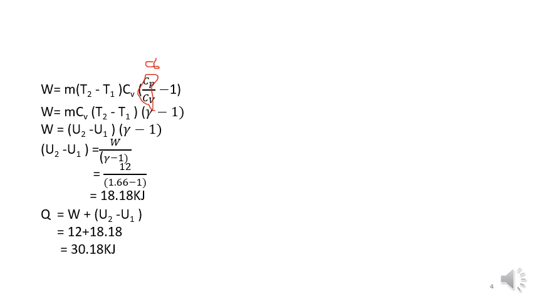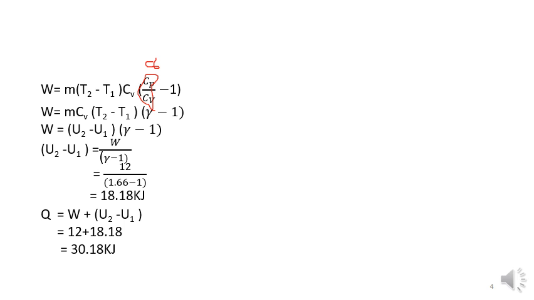This problem is very important. They gave only two values, W and gamma. So how will you calculate? First write the given data. W is equal to 12 kilojoules, and you have to calculate the heat supplied and the change in internal energy. Heat supplied dQ is equal to mCp(T2 minus T1), we know that. Next, the internal energy is mCv(T2 minus T1).